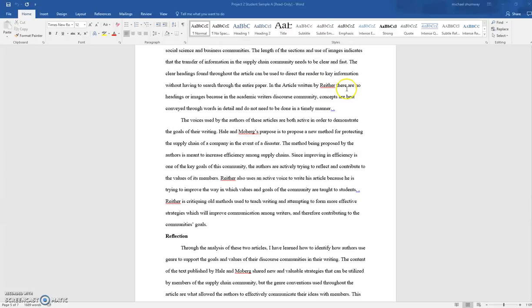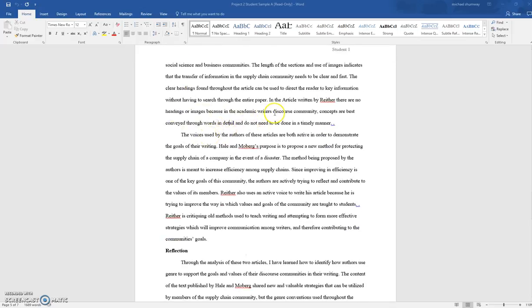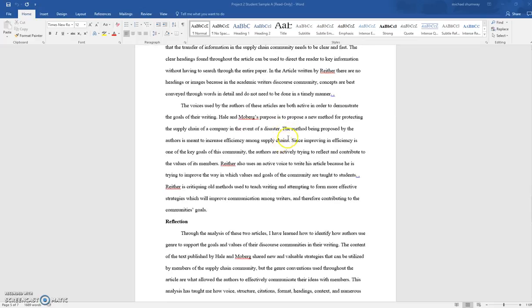And then we move into the comparison with the writing article. So in this other article, there are no headings or images because academic writers in the community were more worried about conveying ideas through words and detail, and we don't need to be as timely as they do in the other community. We're not worried about something happening within a certain period of time, right? And so we don't see these same kind of strategies that we do in, say, the global supply, right?